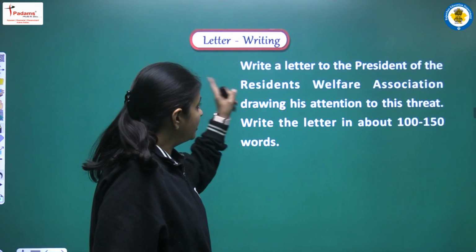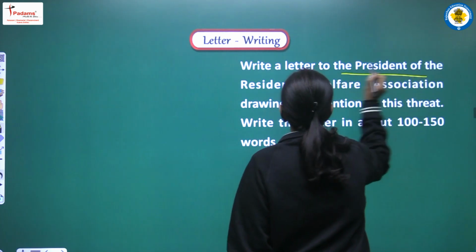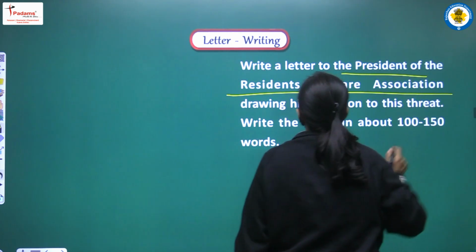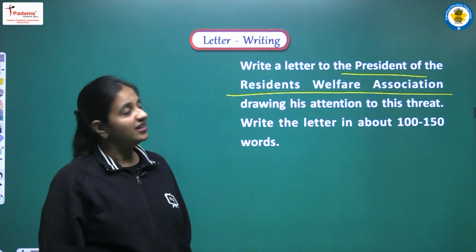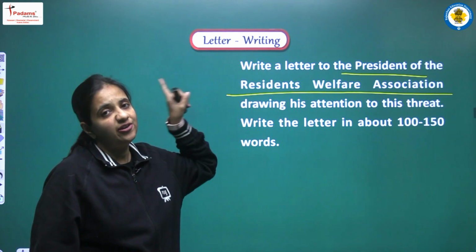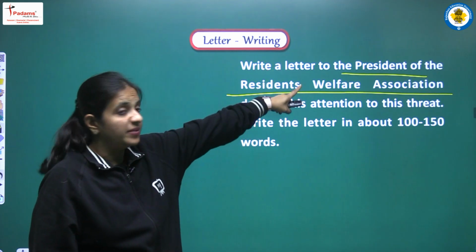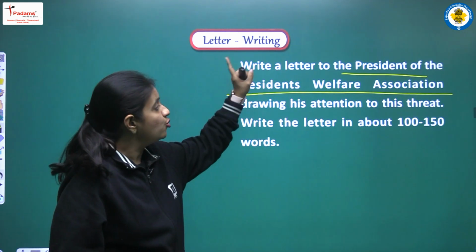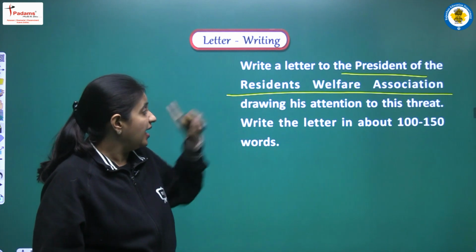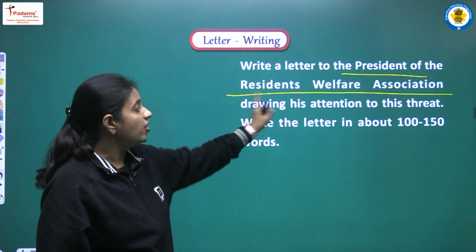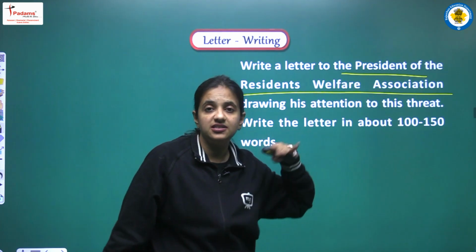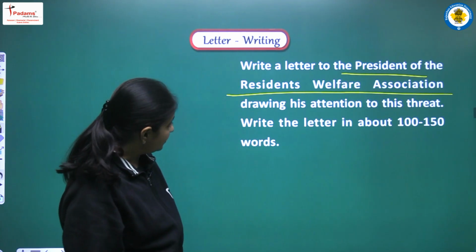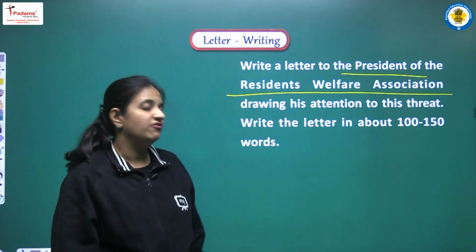Now write a letter to the president of the Resident Welfare Association drawing his attention to this threat. And now finally we have to write a letter, and we have to address this letter to the president of the Residents Welfare Association, and in this letter we have to draw his attention towards this problem, or we can say towards this threat. Clear? Write the letter in about 100 to 150 words.